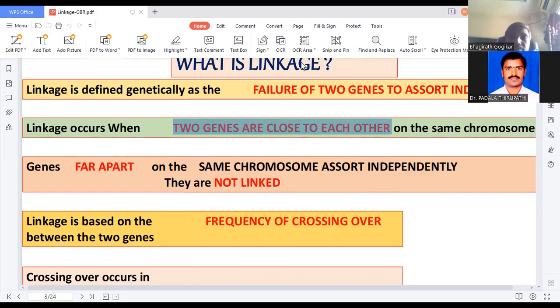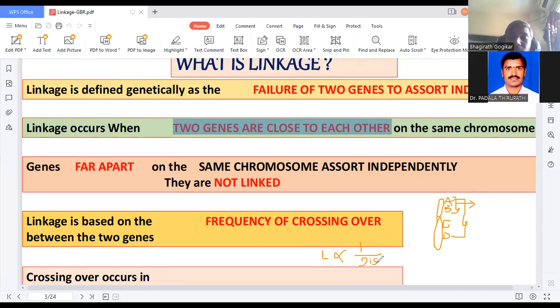So for example, this chromosome containing 3 genes, A, B, and C, and D, like this. The distance between two genes shows the strength of the linkage. The strength of the linkage is inversely proportional to the distance between the genes. This is one of the formulas you can notice.